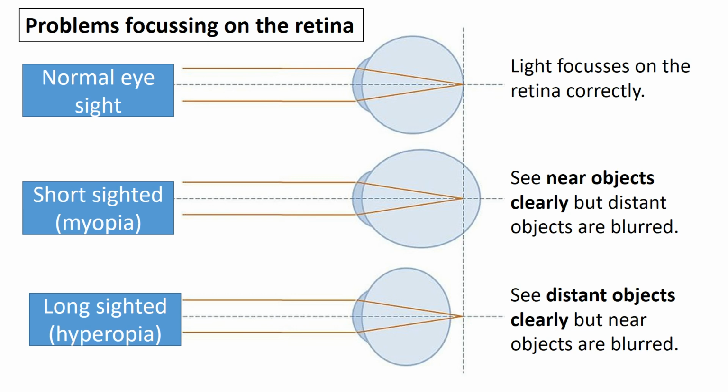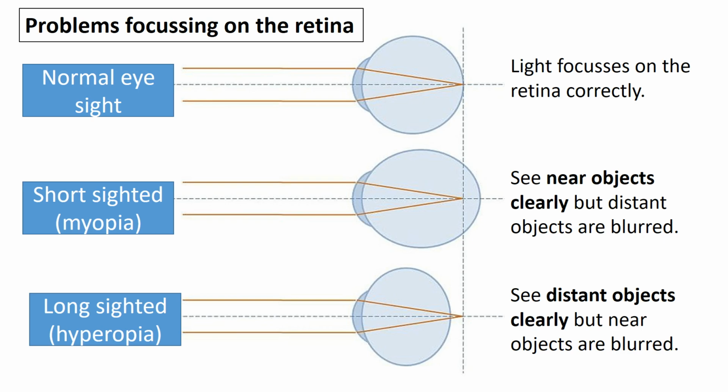Now, obviously, we know we have problems focusing on the retina. If any of you ever wear glasses or contact lenses, then that is because you're not quite focusing on the retina accurately. So with normal eyesight, the light can be focused on the retina. You can adjust your lens and make sure that you've got a clear sight of whatever you're looking at.